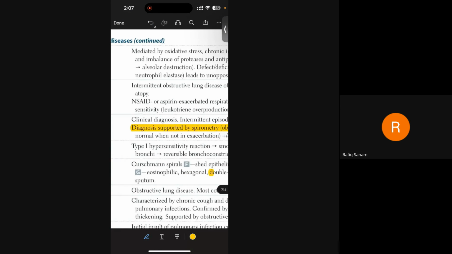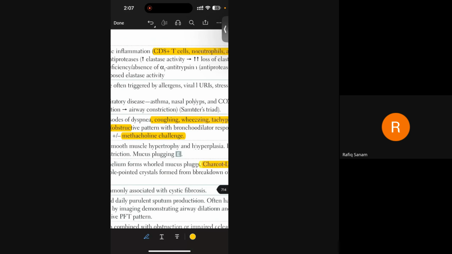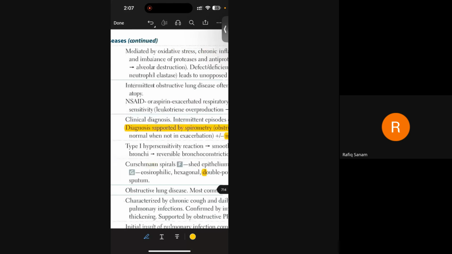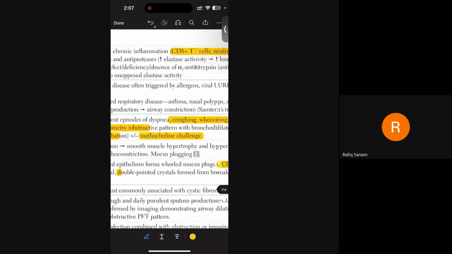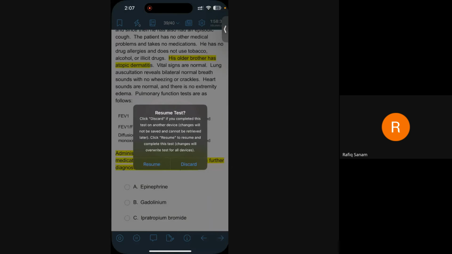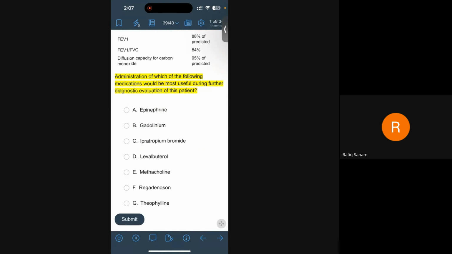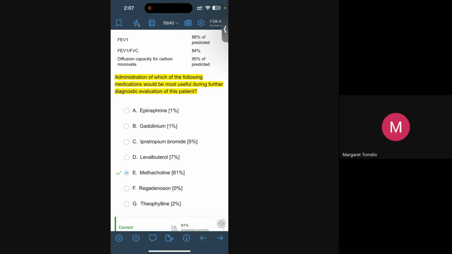Diagnosis supported by spirometry, obstructive pattern with bronchodilatation, but may be normal when not in exacerbation. So plus or minus methacholine challenge test. So what would be the answer here? Answer E, methacholine.